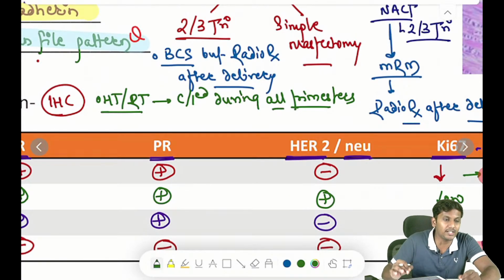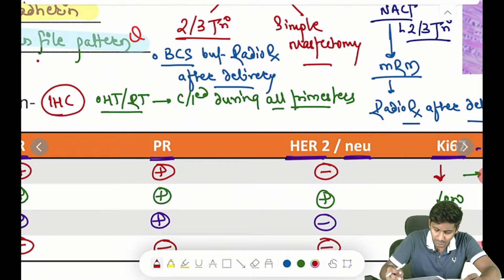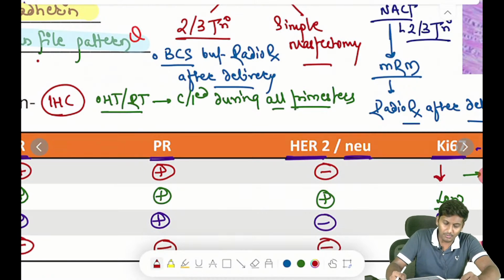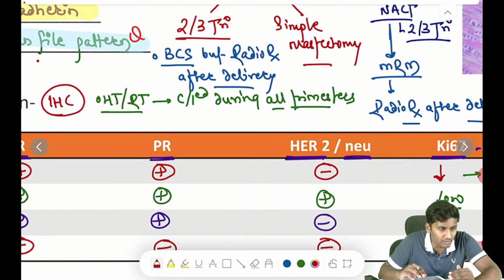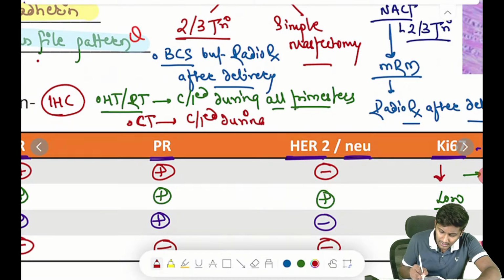NACT is neoadjuvant chemotherapy. Okay. So hormonal therapy and radiotherapy, bache, it is contraindicated during all the trimesters. HT and RT is hormonal therapy and radiotherapy. Okay, so please remember hormonal and radiotherapy are contraindicated during all the trimesters. But chemotherapy, if they ask, you have to remember chemotherapy is only contraindicated during the first trimester. We can give it in the second or third trimester, right?